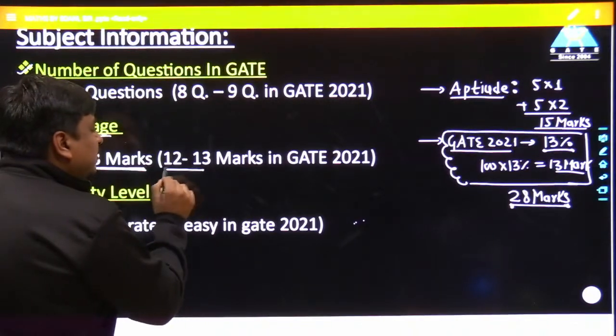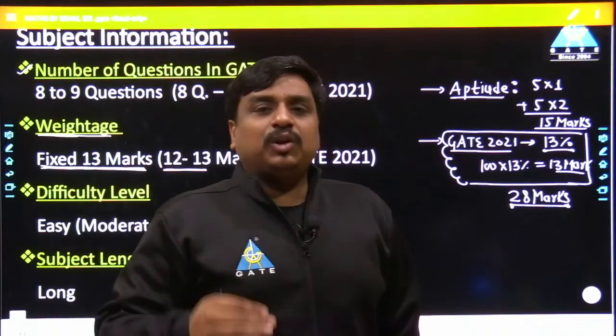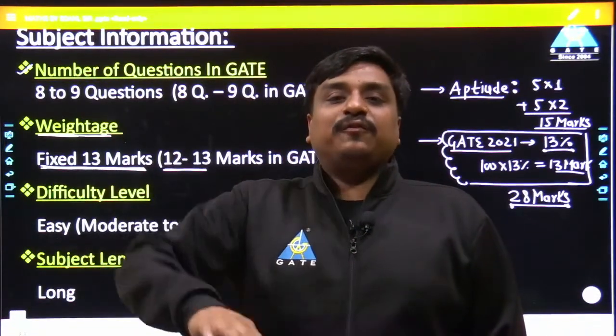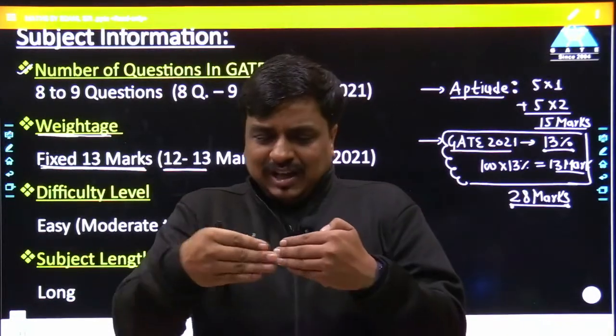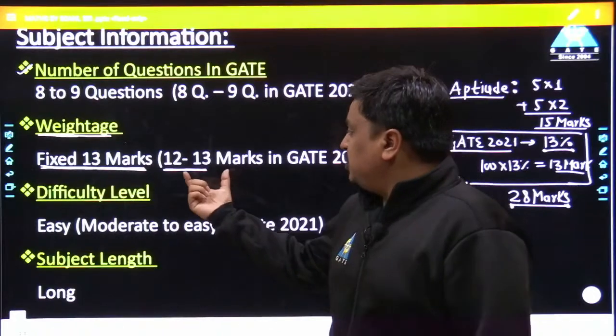Why is there a variation between 12 to 13 marks? Because a few of the questions are ambiguous. A few teachers may say that a problem has come from electromagnetic theory, and a few may say that it has come from engineering mathematics, because it has a relationship with vector calculus. That is why I have written between 12 to 13 marks.